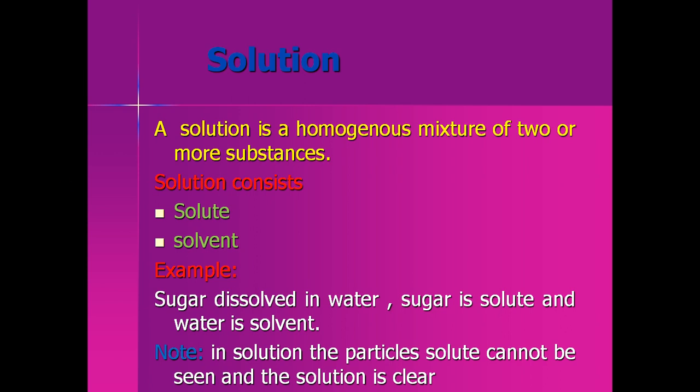Solution. A solution is a homogeneous mixture of two or more substances. In every solution there are two things: one is solute and another is solvent. Solute is dissolved in solvent. For example, sugar dissolved in water. So sugar is the solute and water is the solvent. Note: in a solution the particles of solute cannot be seen and the solution is always clear.